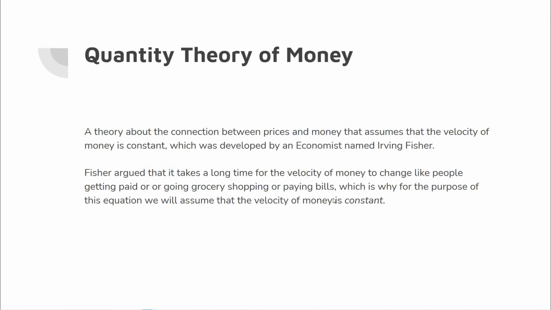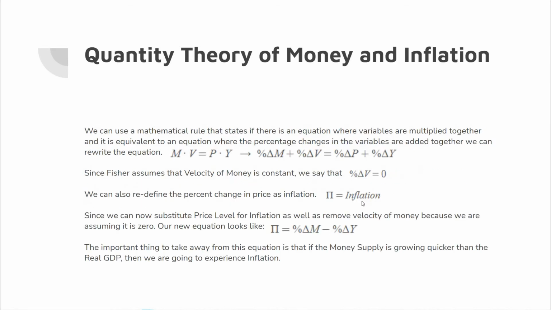Now that helps us to understand the quantity theory of money a little bit better. So this is a theory about the connection between prices and money that assumes that the velocity of money is constant, which was developed by an economist named Irving Fisher. Now Fisher argued that it takes a long time for the velocity of money to change, like requiring people to get paid or going grocery shopping or paying for bills, because we actually need this money to change hands and start circulating. Which is why for the purpose of this equation we will assume that the velocity of money is constant.